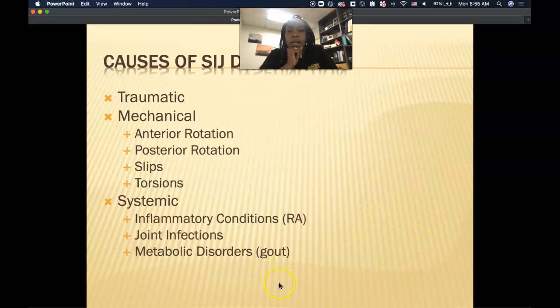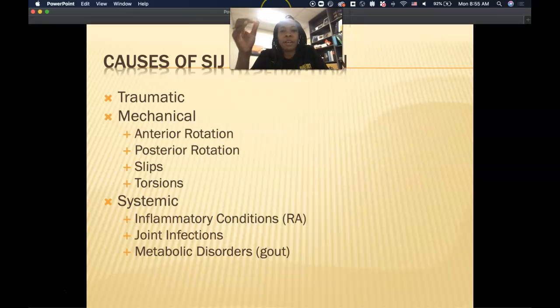Okay, so what are some of the causes of SI joint dysfunction? We're going to dive through each of these on different slides, but you can have a traumatic injury, which makes sense: a direct blow to the low back, or you fall from a high height and jar your limb, and that causes shearing at the SI joint. You can have a mechanical cause, which is what we're probably going to spend most of the time talking about, where there's an anterior rotation, which is being driven by maybe tight erector spinae muscles or tight hip flexors anteriorly, or a posterior rotation, which is most often going to be driven by tight hamstring muscles.